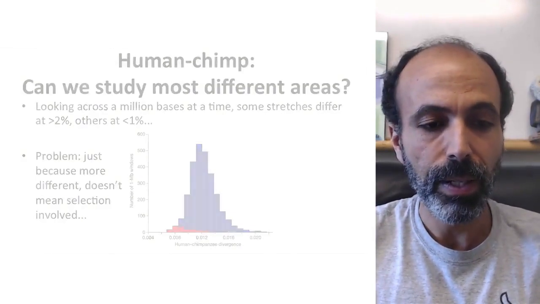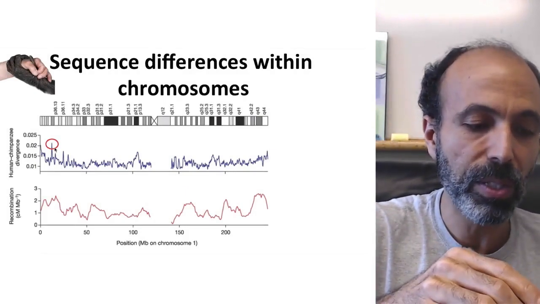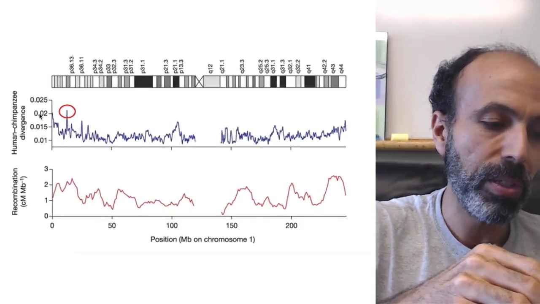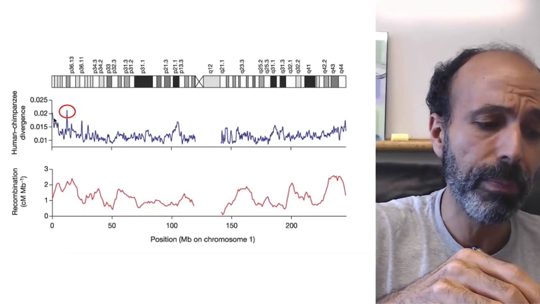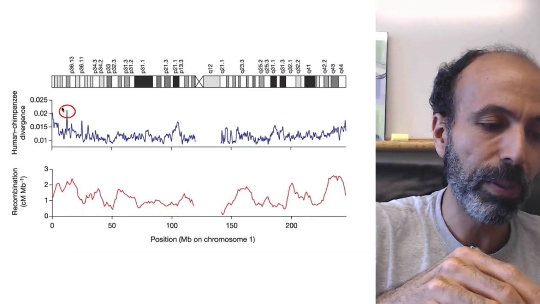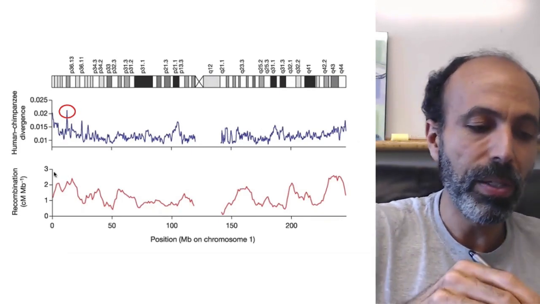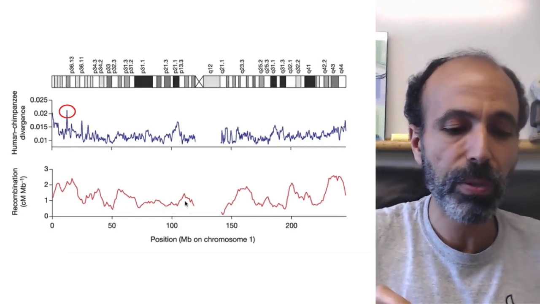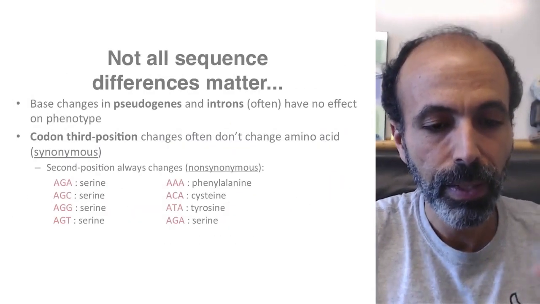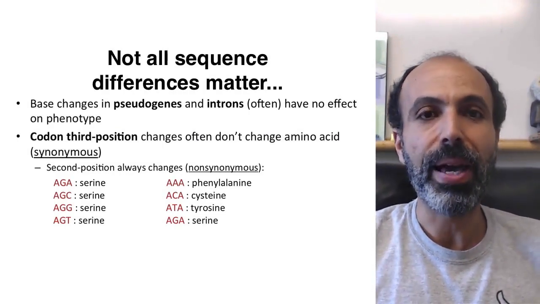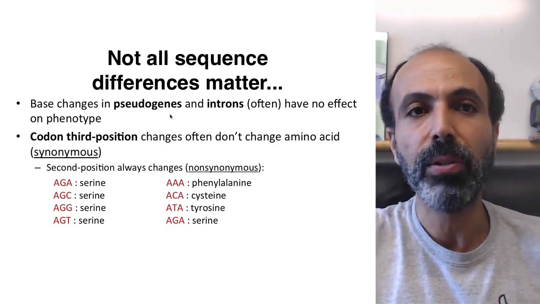Okay? Just to illustrate what I showed a second ago, this is sequence differences looking along a chromosome. So this is the human-chimp divergence, or difference in sequence. And you see there's a couple of peaks here that are potentially interesting, but there's a lot of valleys as well. There is an interesting correlation of this with recombination rate that we talked about elsewhere. But again, not all sequences matter. As I mentioned, base changes in pseudogenes potentially don't matter because they're not coding any protein.